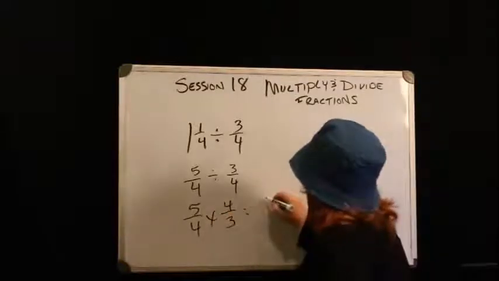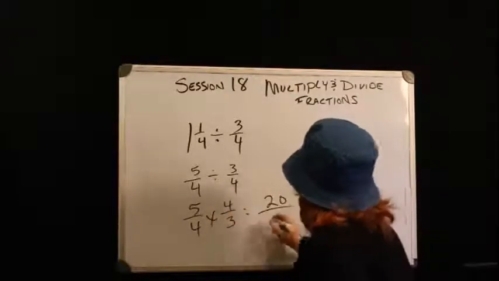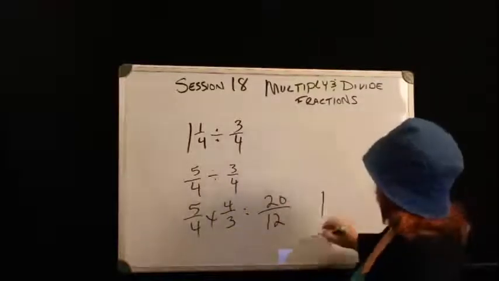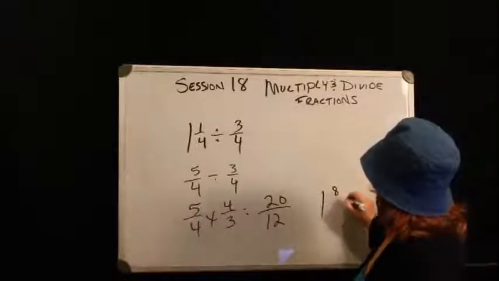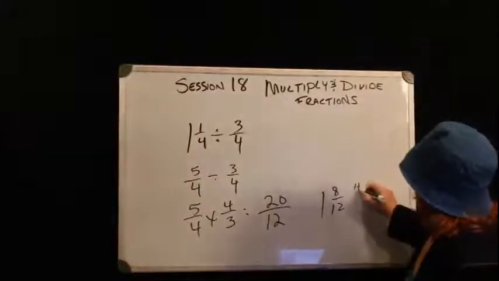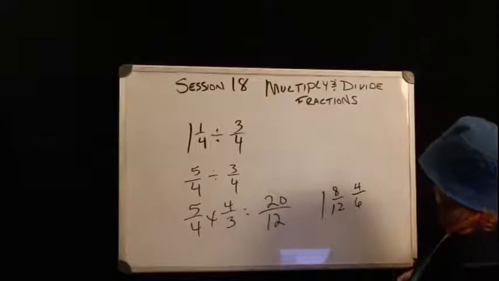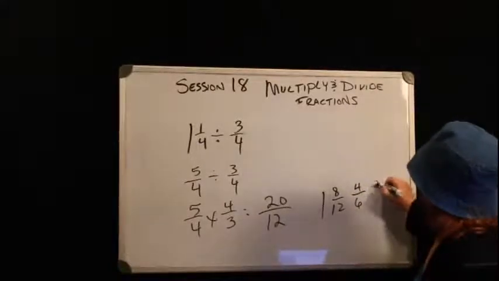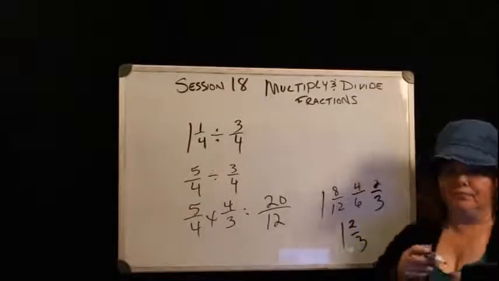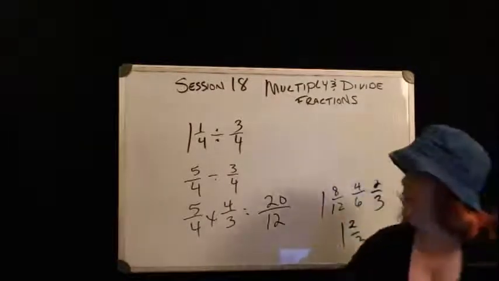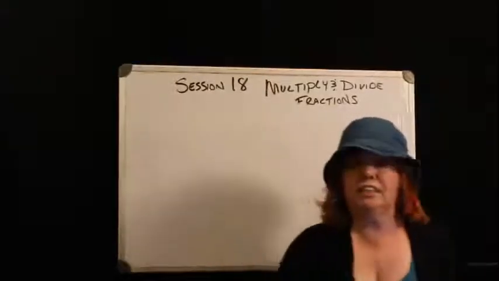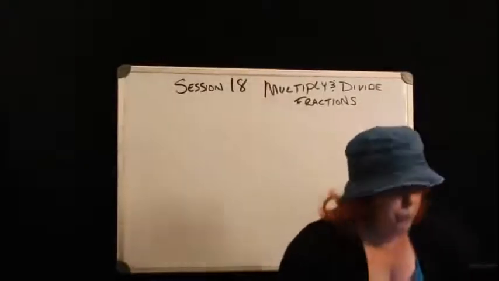5 times 4 is 20. 4 times 3 is 12. 12 goes into 20 how many times? Once, with how many left over? 8 over 12. So we can reduce this. Divide by 4, and we get 2/3. So it's 1 2/3. Okay? So multiplying and dividing is very simple with fractions.